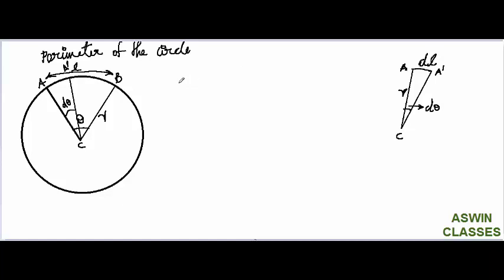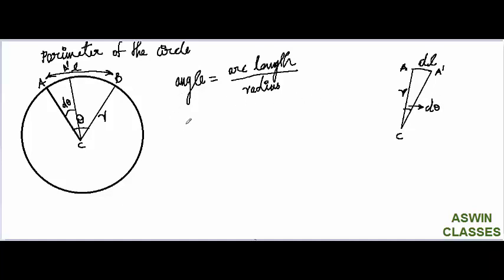Now you have the relation: the angle of an arc is equal to the length of the arc divided by the radius. This is our formula for finding the angle. Remember, this angle should be in radians. If it is in degrees, this formula is not possible. So the angle must be in radians.